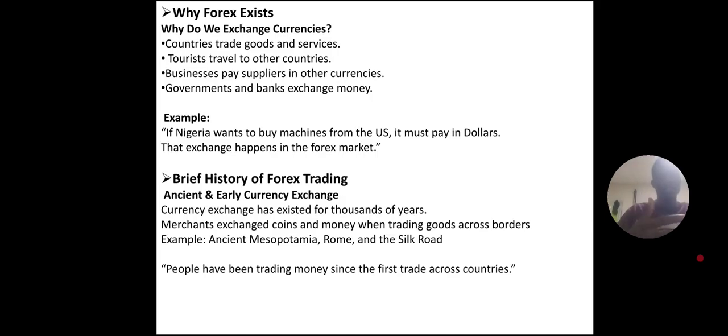Merchants exchanged coins and money when trading goods across borders. Examples are ancient Mesopotamia, Rome, and the Silk Road. People have been trading money since the first trade across countries. So people have been trading money for eons, for years.